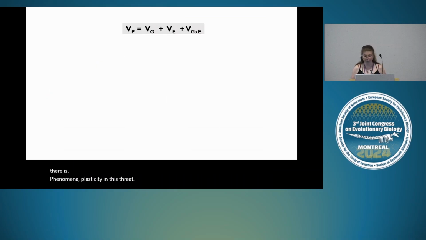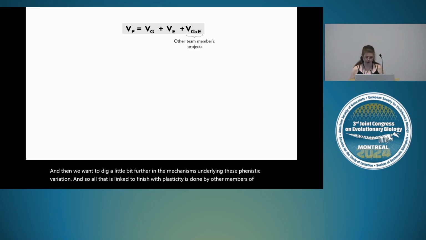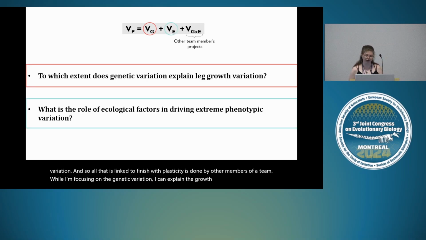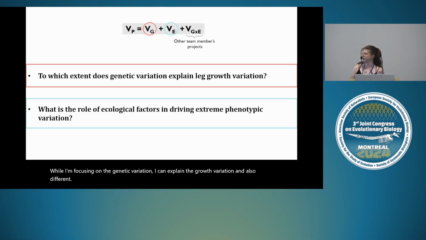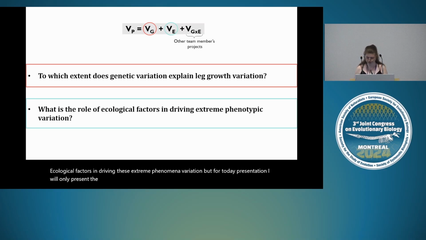And then we want to dig a little bit further into the mechanisms underlying this phenotypic variation. All that is linked to phenotypic plasticity is done by other members of the team, while I'm focusing on the genetic variation that can explain leg growth variation, and also the role of different ecological factors in driving this extreme phenotypic variation. But for today's presentation, I will only present the first point.